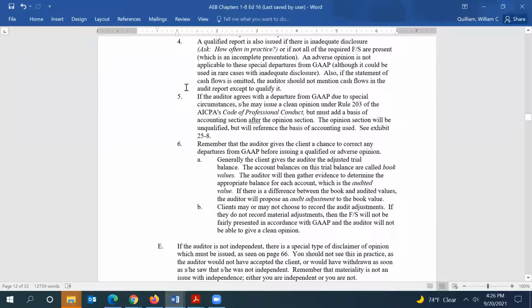So now let's come to number 4, a qualified report. It's also issued in this special case if there's inadequate disclosure, or if not all the required financials are present, which is called an incomplete presentation. About the only financial statement that comes up here on the CPA exam is the statement of cash flows, because some clients just don't understand it. Some financial accounting students too. For inadequate disclosure, they need to make some footnote or parenthetical disclosures they left off. Now, how bright would it be to do that? Another dumb and stubborn client.